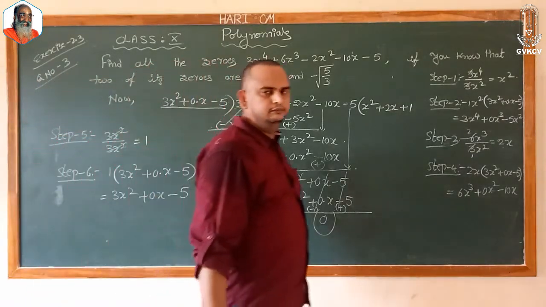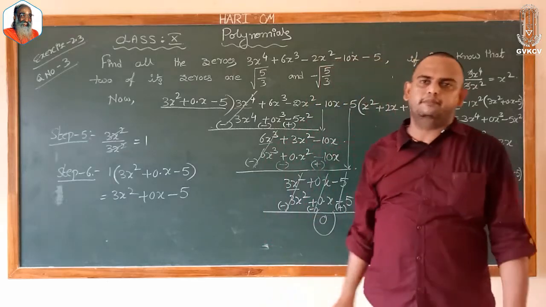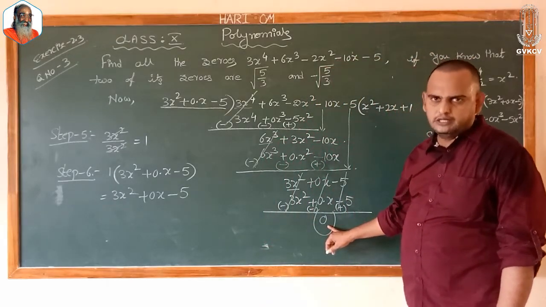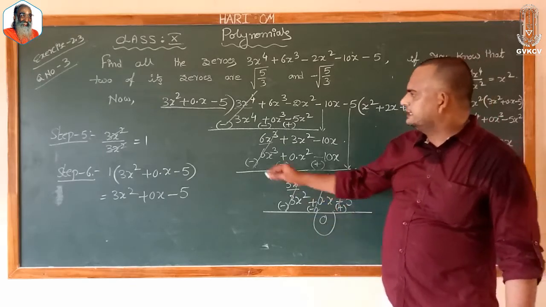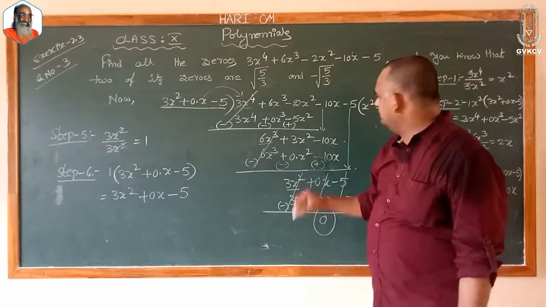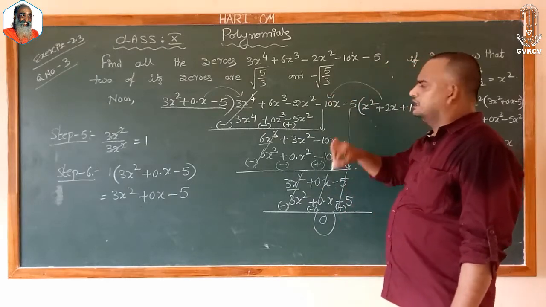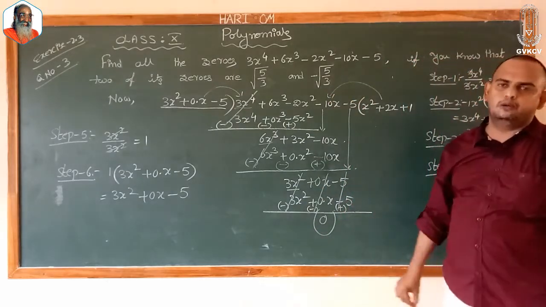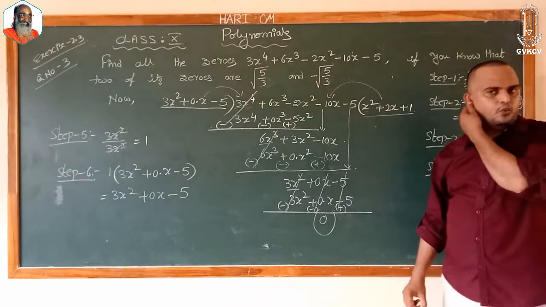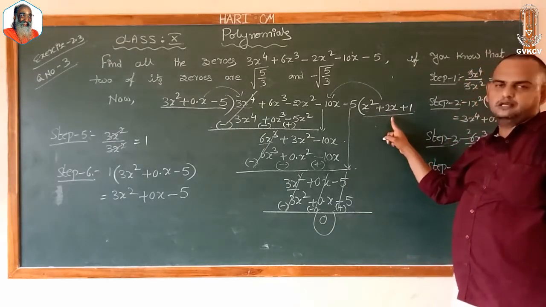Now as we know, we have seen example 9, the previous example. When we got the remainder 0, we can say that the divisor is a factor for this polynomial. Quotient is also a factor for the polynomial. Now what is the quotient? X square plus 2x plus 1. Now let us go for factorizing this.